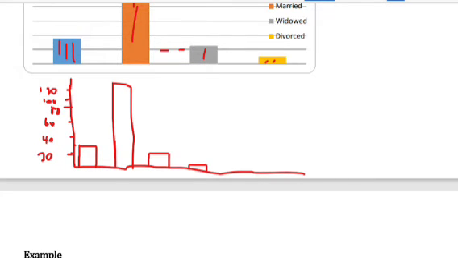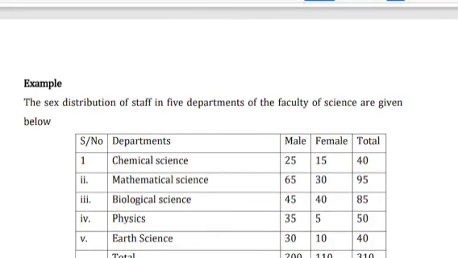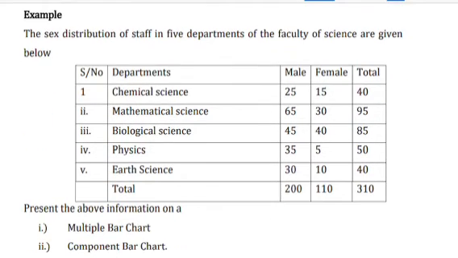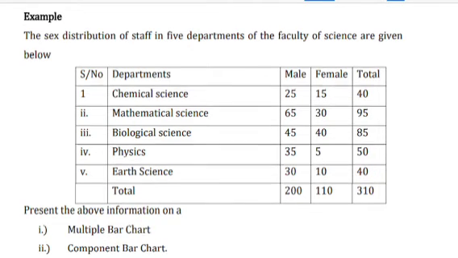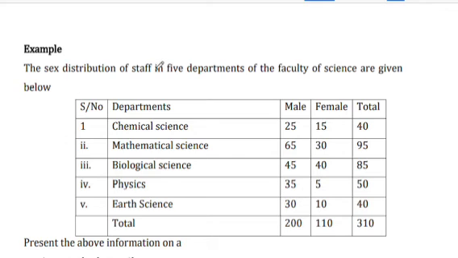Now let's go to the next one. We have to represent this on a multiple bar chart and a component bar chart. So these are the data. The sales division of staff in five members of the Faculty of Science are given below. These are the departments. We have chemical science: male 25, female 15. When you add them, the total number of male and female in that department is 40.